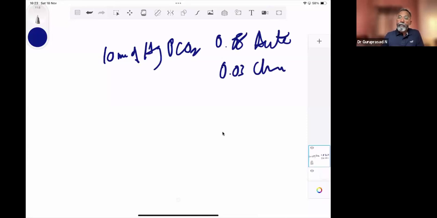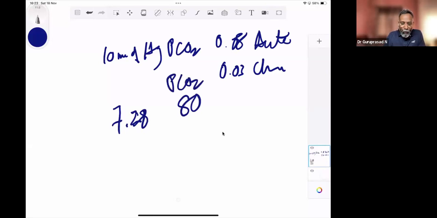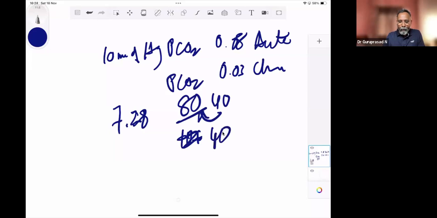Sometimes they ask how much is the acute and chronic component. For example, if the given pH is 7.28 and the PCO2 given is 80, what you do is divide this into 4 parts. The normal PCO2 is 40, and the PCO2 is raised by 40, isn't it? So you divide this 40 into 4 parts.